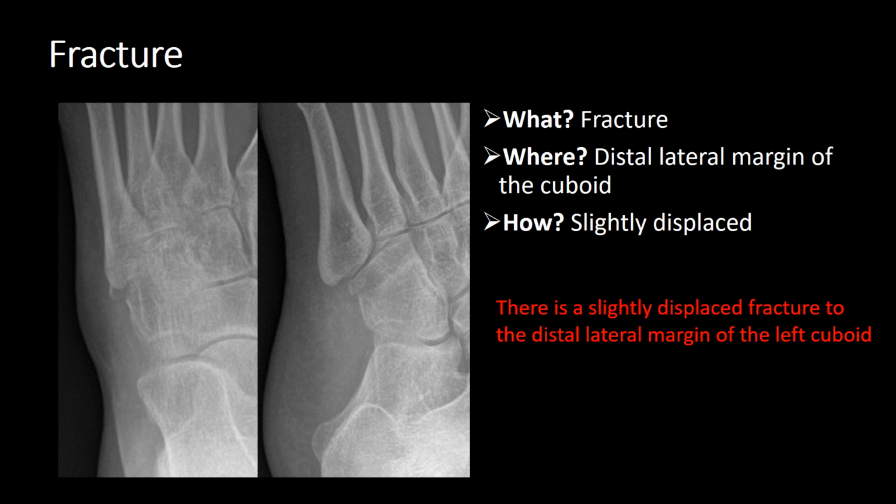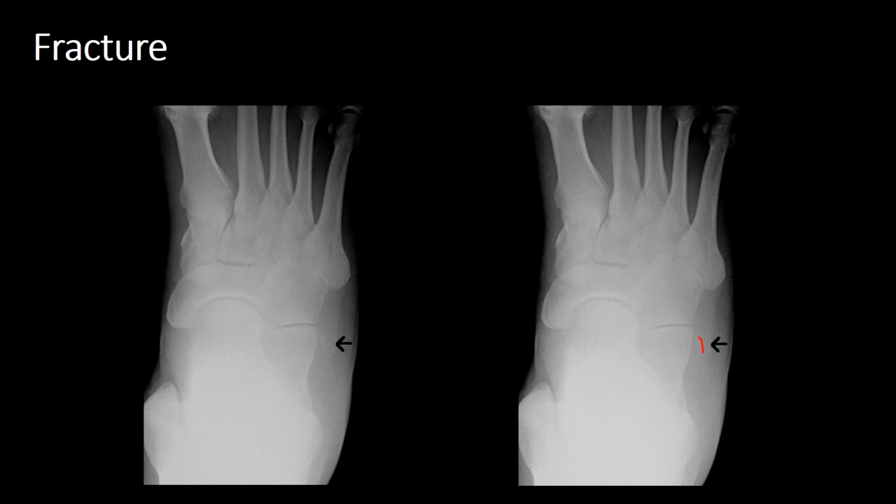So what is it? It's a fracture of the distal lateral margin of the cuboid, and it's slightly displaced. And now we have an avulsion fracture at the anterolateral margin of the calcaneum just here, and that shouldn't be confused with the accessory ossicle os peroneum.